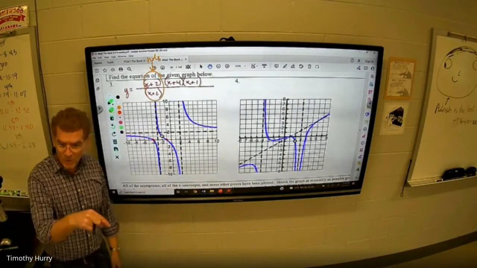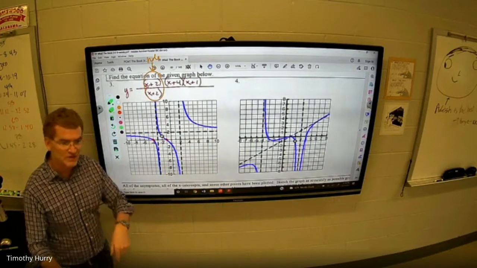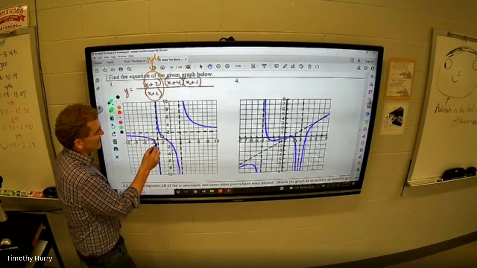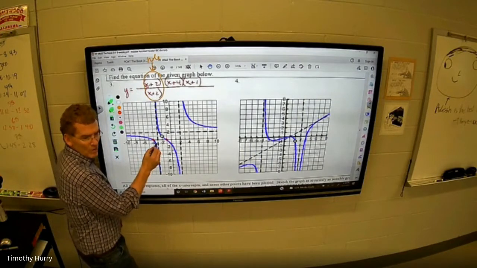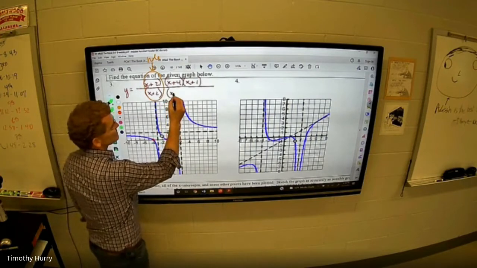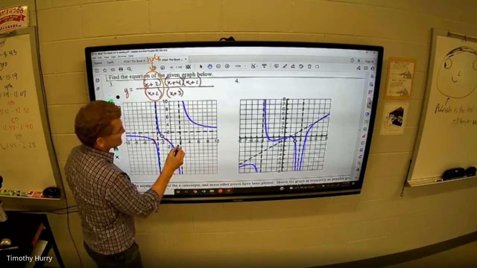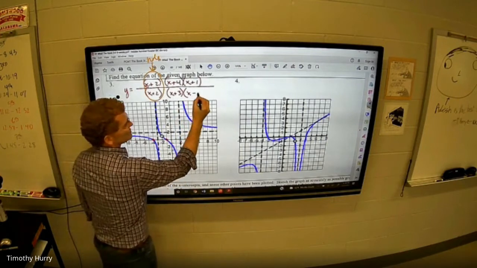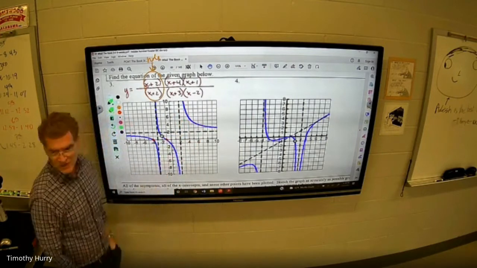Those came from what? Factors in the denominator, right? So I've got, looks like, x equals -3. What would an x equals -3 have come from? An x plus 3 down there? What would an x equals 2 have come from? An x minus 2. Is there any volcano action going on with those?